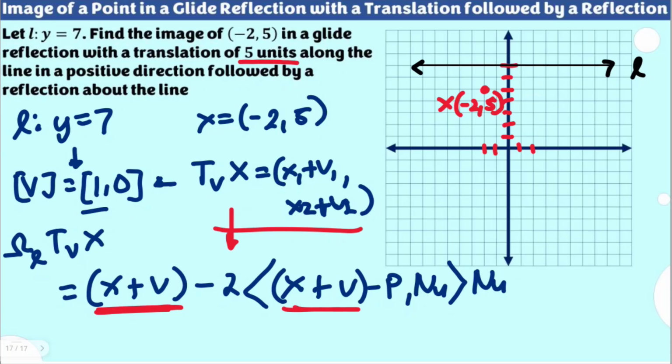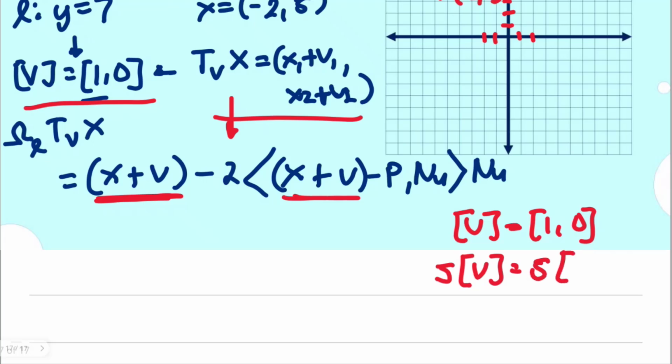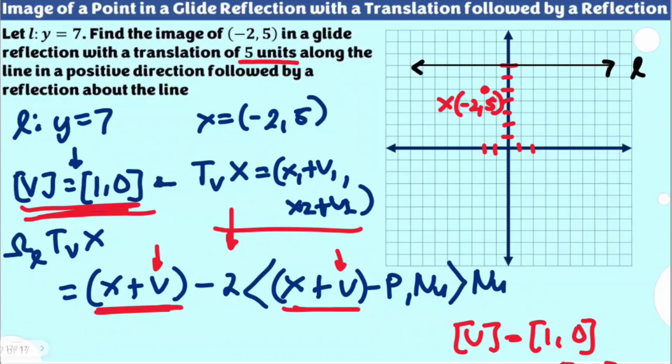We can predict that by simply jumping our point, but using our vector concept, simply take its multiple. Our vector v is 1 and 0. So 5 units in a positive direction, we multiply 5 to our vector, and you will get 5 and 0. This is the v that we're going to use here, as we are strictly following a translation of 5 units along the line in a positive direction before the reflection.